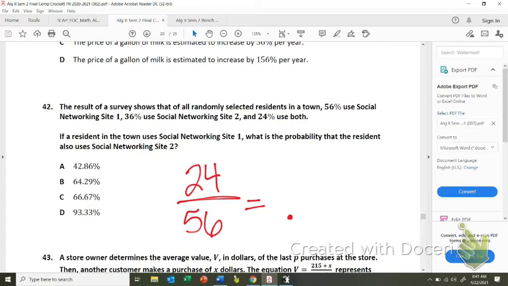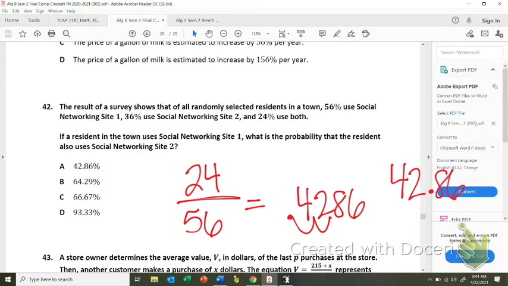Point what? 42.86. All right. Does that look like one of your choices? You have to change that decimal to a percent. So the answer would be A. Now, what if it was the other way around and instead it asked us for social networking site 2?